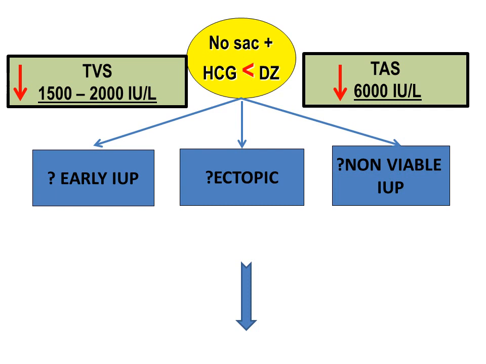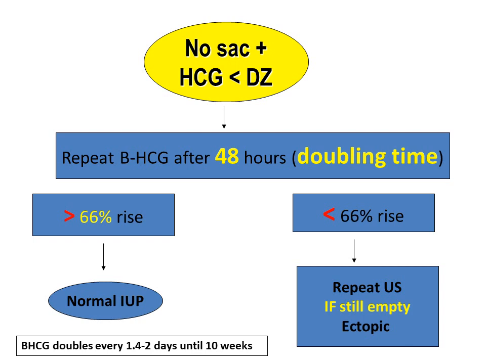This may be a case of early intrauterine pregnancy, a case of ectopic pregnancy, or a case of missed abortion. How to differentiate between these three conditions? Differentiation is very crucial in such a case. So we can wait for 2 days, and after these 2 days you repeat the beta HCG.